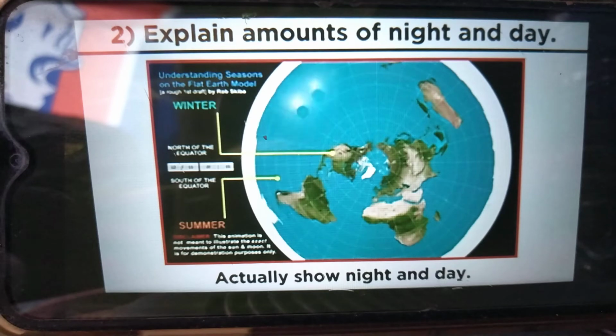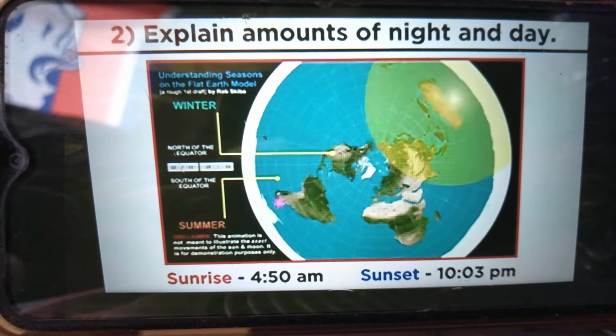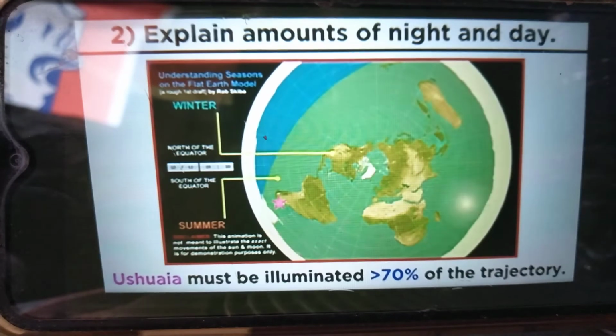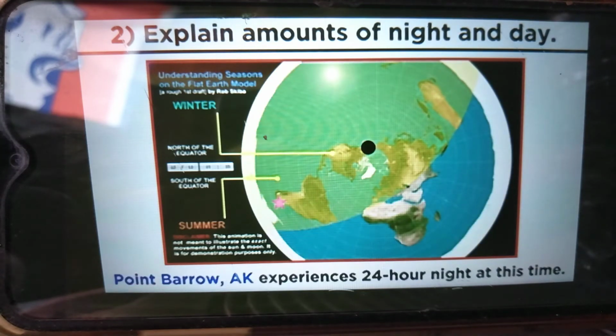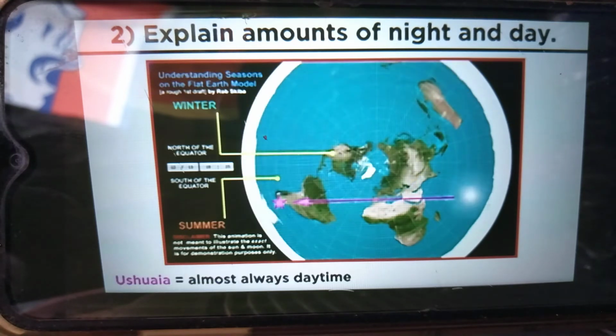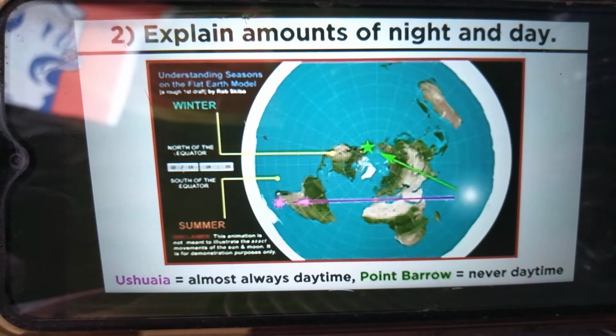Now take your little model for the seasons and make it show night and day. Then try and make the night and day portions match up with these sunrise and sunset times. Demonstrate the light from the sun illuminating this location for more than 70% of its trajectory. And as you do that, make sure that it does not illuminate Point Barrow, Alaska whatsoever during its entire trajectory, as that town has endless night during this time of the year. That's right, lots of sun over here and zero sun over here.